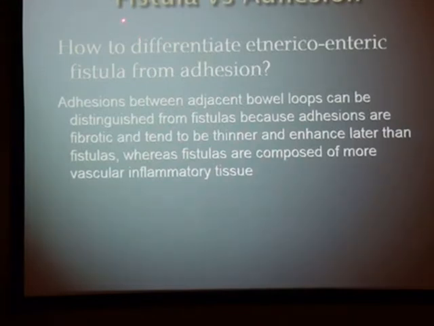One of the tough questions is how to differentiate between fistula and adhesion, and usually the MR helps in answering this question. Adhesions between adjacent bowel loops can be distinguished from fistulas because adhesions are fibrotic and tend to be thinner and enhance later than fistulas. Therefore, when we do a dynamic imaging study, we can see enhancement in these tissues at later phases. Fistulas are composed of vascular inflammatory tissue, so they tend to enhance early.